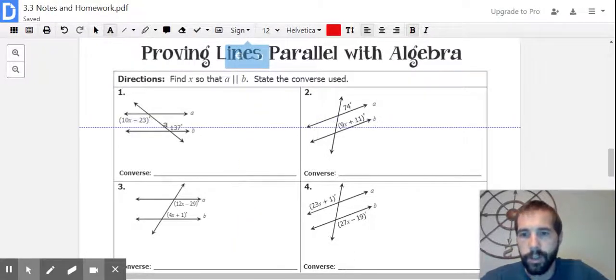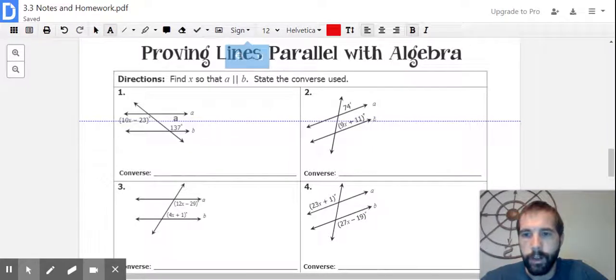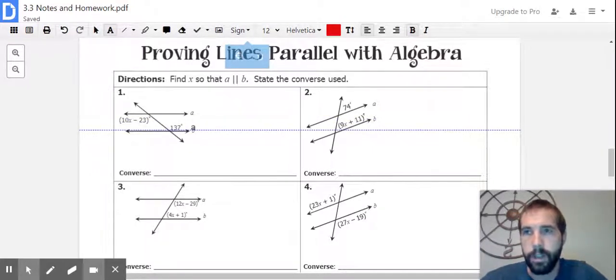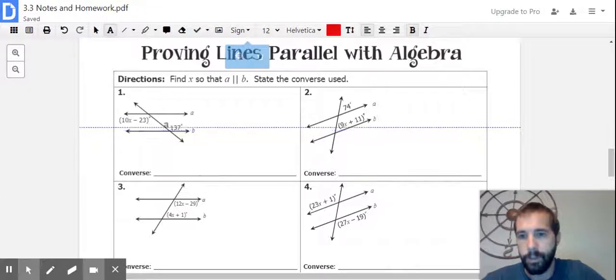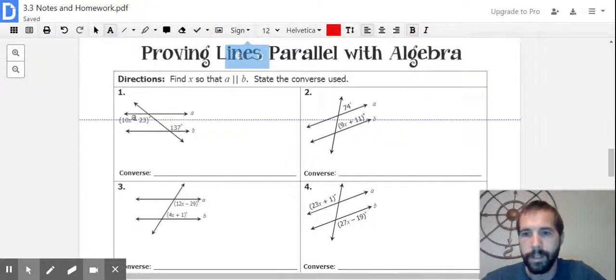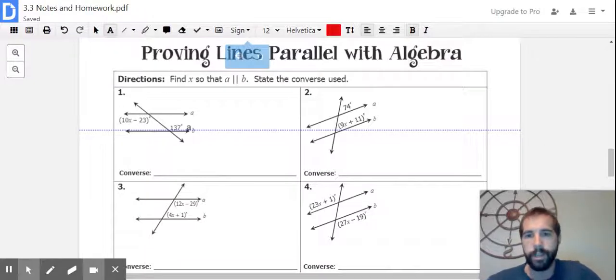So if we look at the location of these two angles, they're in alternate interior positions. So remember this, if alternate interior angles are congruent, then the lines are parallel. So if we set them equal to each other and figure out what x is, then that value of x would make the lines parallel to each other because the alternate interior angles are equal. So what we're going to do, just like we did in the previous section, set them equal, find x, and then we'll just say which converse makes those lines parallel.